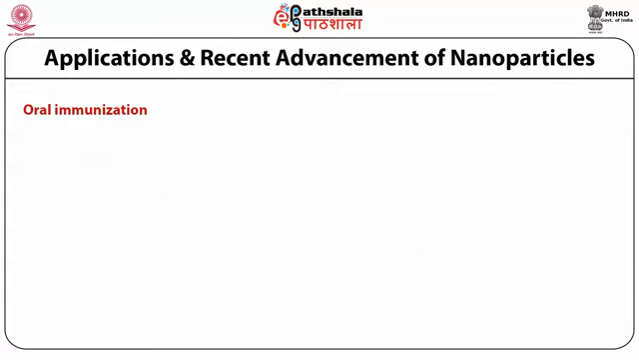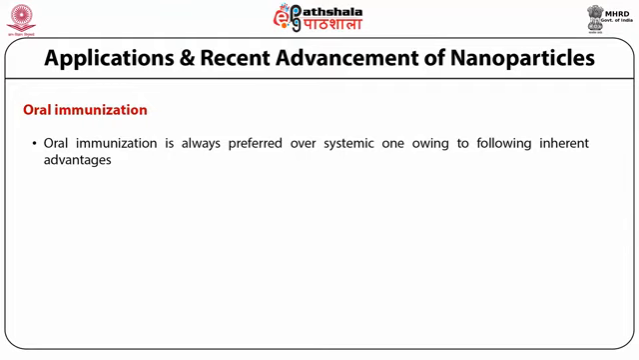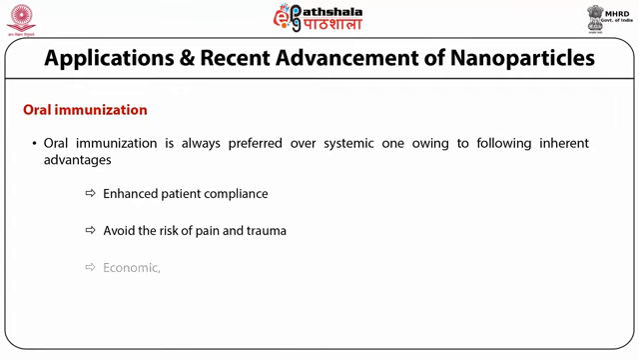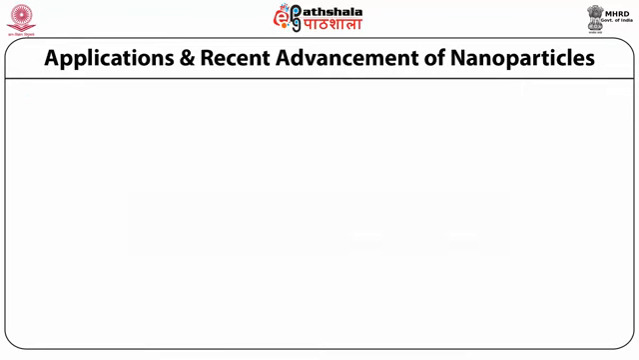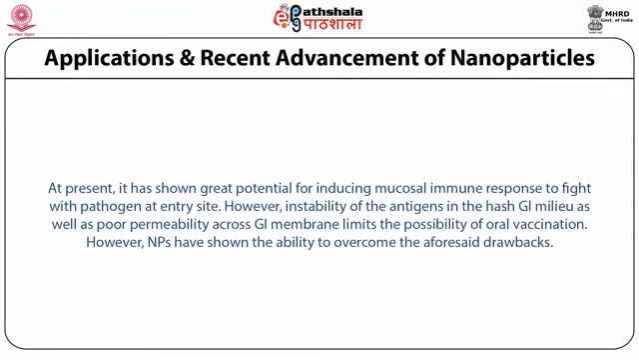Oral immunization. Oral immunization is always preferred over systemic one owing to the following inherent advantages. That is, enhanced patient compliance, they avoid the risk of pain and trauma, they are economic, and they eliminate the risk of needle-borne infection. At present, it has shown great potential for inducing mucosal immune response to fight with pathogens at the entry site. However, instability of the antigen in the GI milieu as well as poor permeability across the GI membrane limits the possibility of oral vaccination.